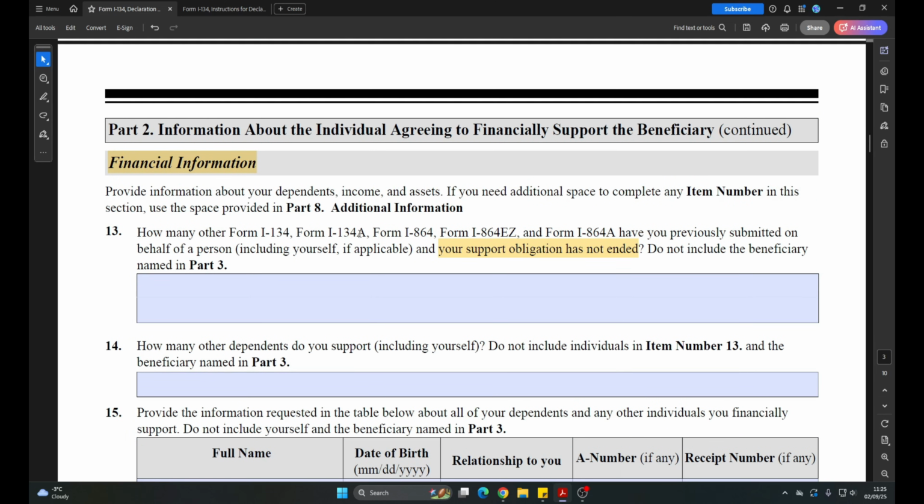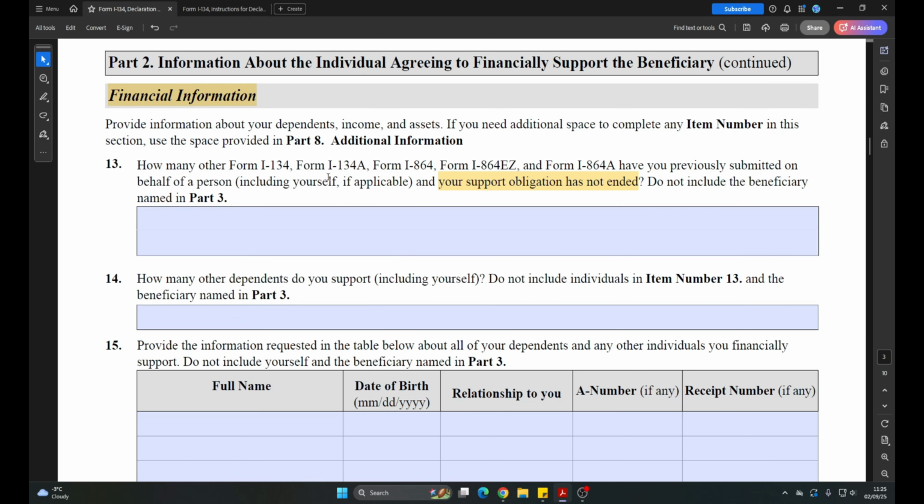If you previously submitted the form I-134A for somebody who is now still in the United States, then you are still obligated to support them. You count them here. But if they have departed the United States, or maybe they have obtained a different type of visa and their humanitarian parole has ended, then your obligation ended and you no longer have to count them here. So let's say in our case, we have not submitted any other forms like this before, so we can either write 0 or we can write none. And again, in here, you do not have to count the current form. You only need to count forms that were submitted before.